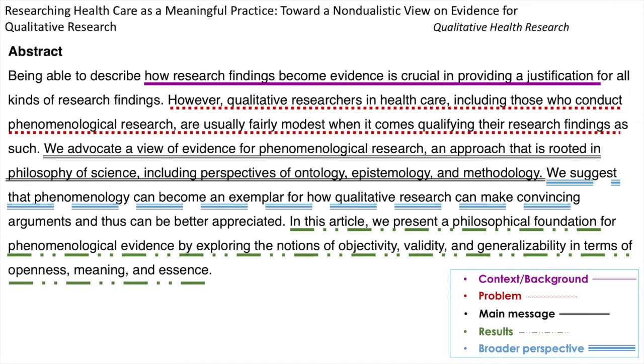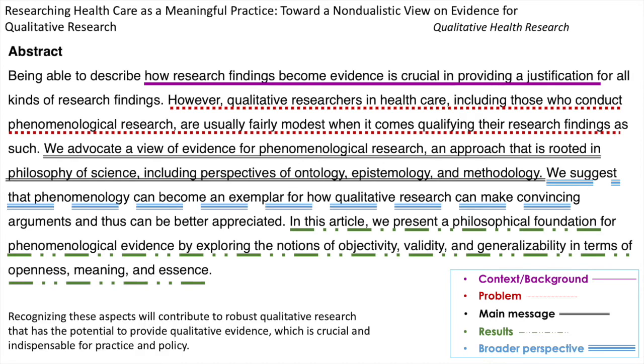However, if we go back to the paper, their final sentence was a bit broader and showed a little bit more impact, and I think they could have copied this into this abstract. And this sentence was, recognizing these aspects will contribute to robust qualitative research that has the potential to provide qualitative evidence, which is crucial and indispensable for practice and policy. This is a much stronger statement from the paper, and I do think this could have found a home within the abstract.